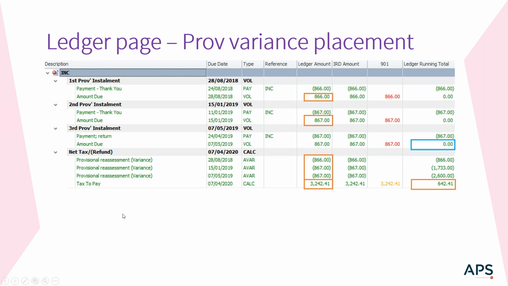There has been some feedback around where variances for provisional instalments should be placed. With the way that the ledger balance-based summing up of values in the 901 application works now, it doesn't really matter where you put your variances. It's more around how you want to report those for things like your tax summaries and so on. In this case, we're showing that the variances to bring the instalments back to zero have been applied against the terminal tax.